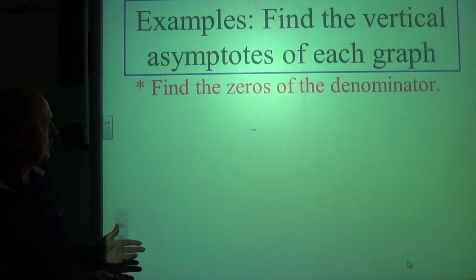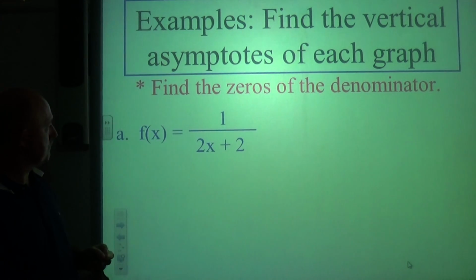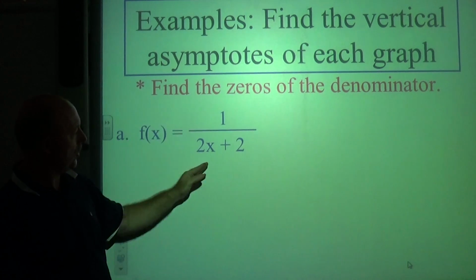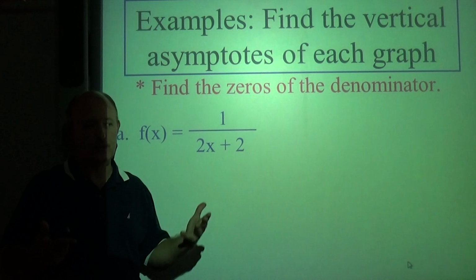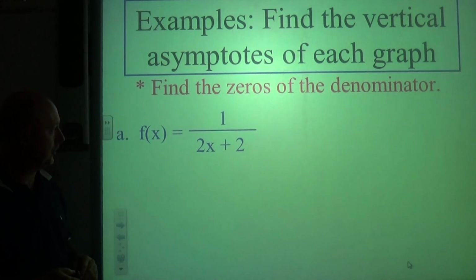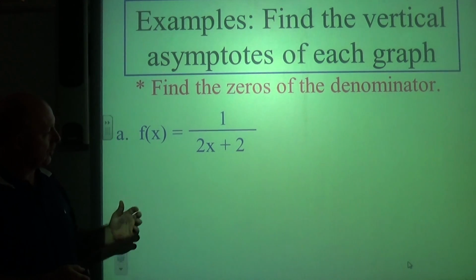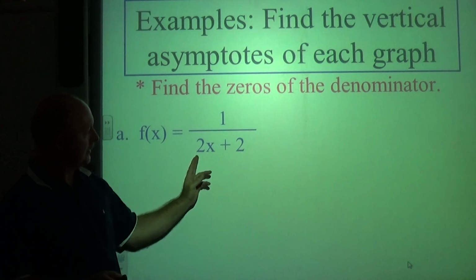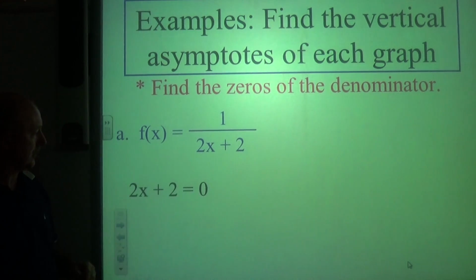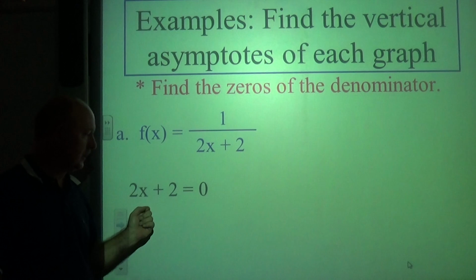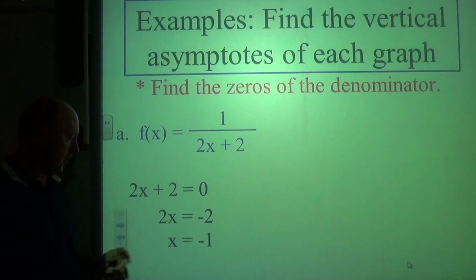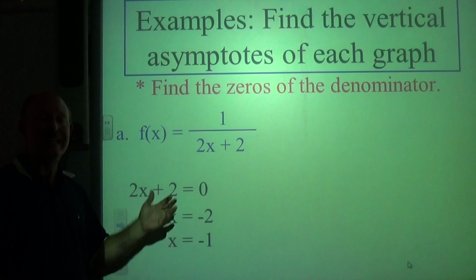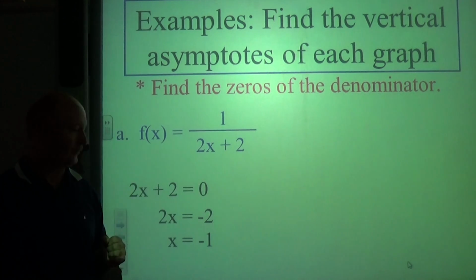So, to get started, let's do f of x equals 1 over 2x plus 2. Let's see if we can get the vertical asymptotes, just a simple rational function. Take the denominator 2x plus 2 and set it equal to 0. Solve this for x. We get 2x equals negative 2, or x equals negative 1. X equals negative 1 will be our vertical asymptote.